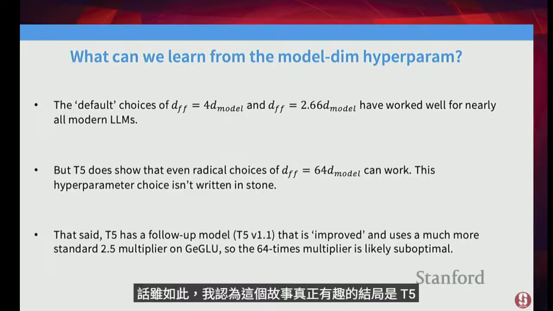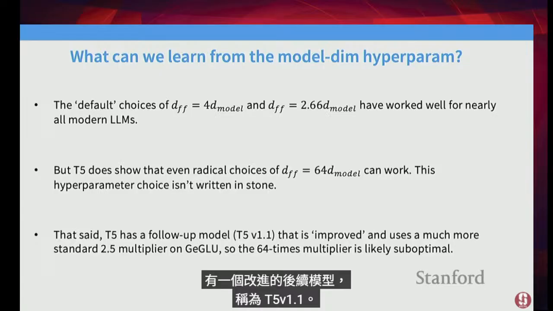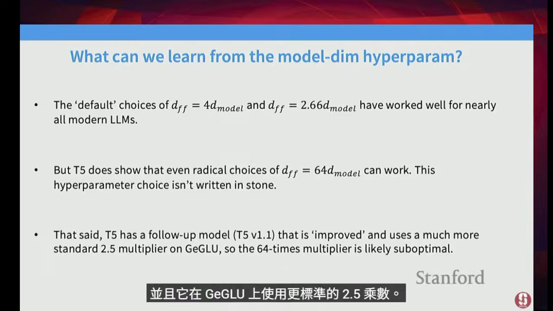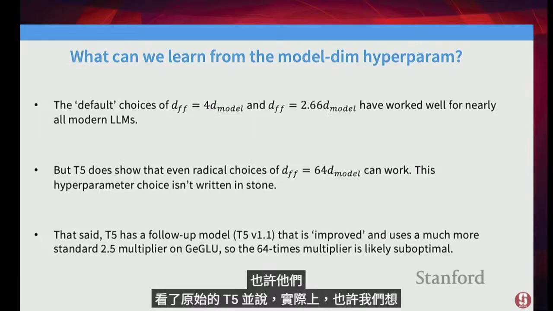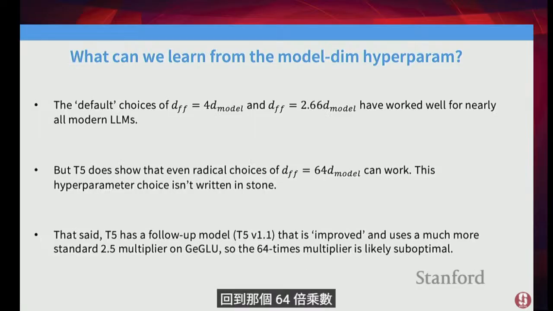That said, I think the really funny epilogue to this story is that T5 has a follow-up model, T5 v1.1, that's improved, and it uses a much more standard 2.5 multiplier on GEGLU, right? So you can read between the lines and say, maybe they looked at the original T5 and said, actually, maybe we want to walk back that 64 times multiplier and pick a more standard one, and they did end up with a better model. So, cool.